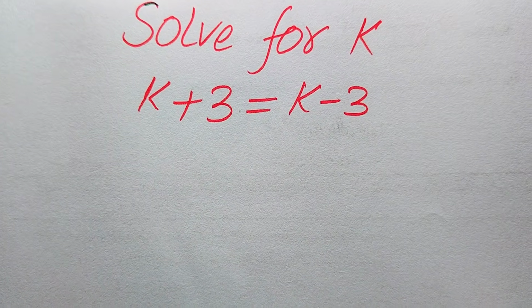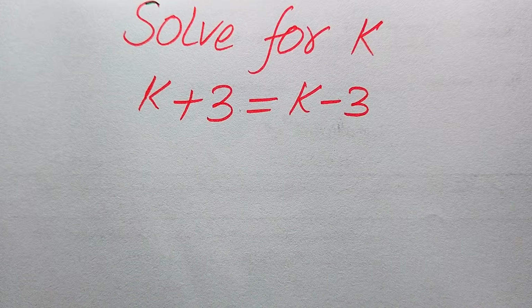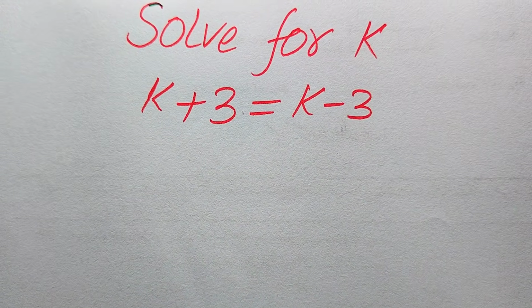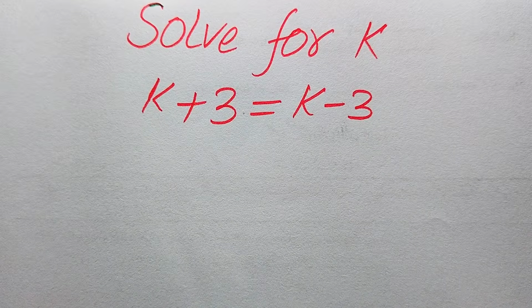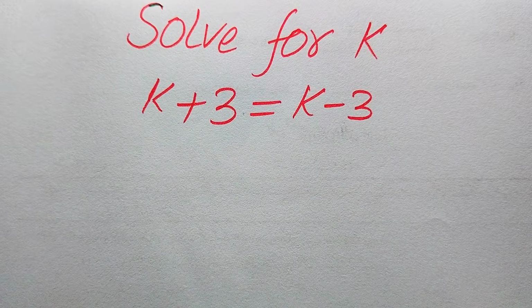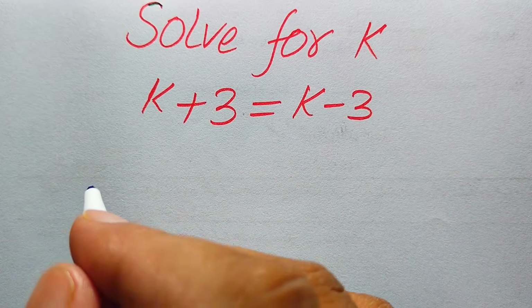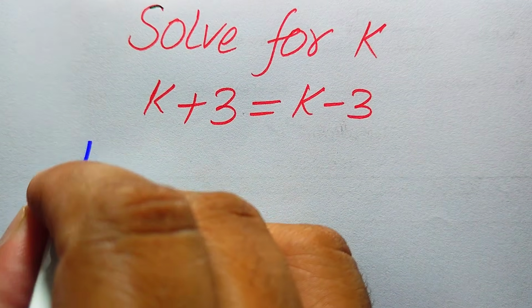So here we have k plus 3 is equal to k minus 3, and we solve this problem for all the values of k. At first we find all the roots of this equation, and at the end we will verify which of the roots are solutions and which of the roots are extraneous roots. Further, we solve this problem by two methods.